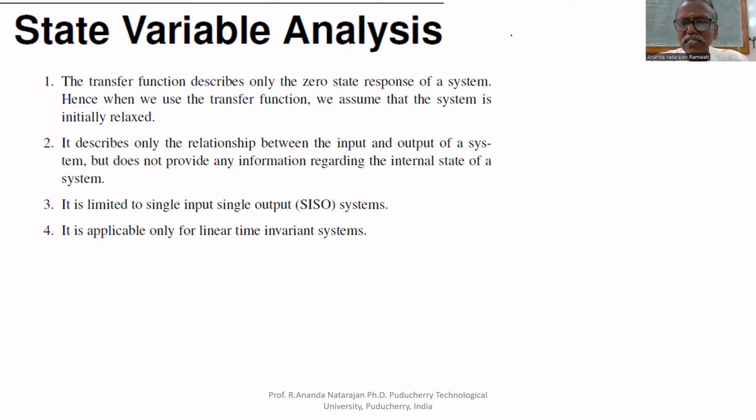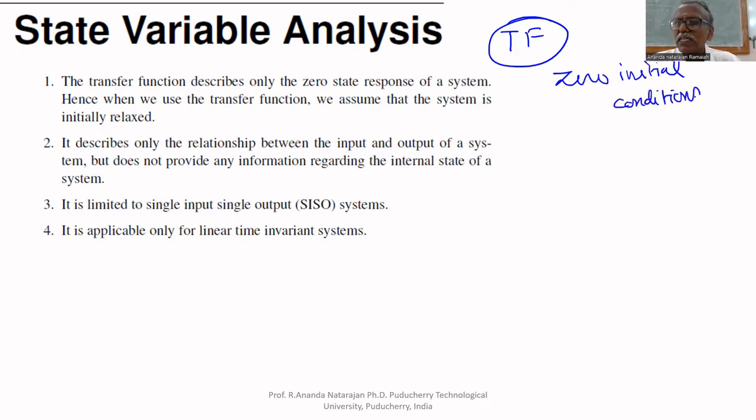What is the drawback in the transfer function model? So far, we have seen only the transfer function model. While finding the transfer function, we are assuming zero initial conditions. It means, suppose you are taking a mechanical system, initially it is at rest. The velocity is zero, the acceleration is zero. If it is an electrical system, there is no voltage and no current initially. Like that we are assuming.